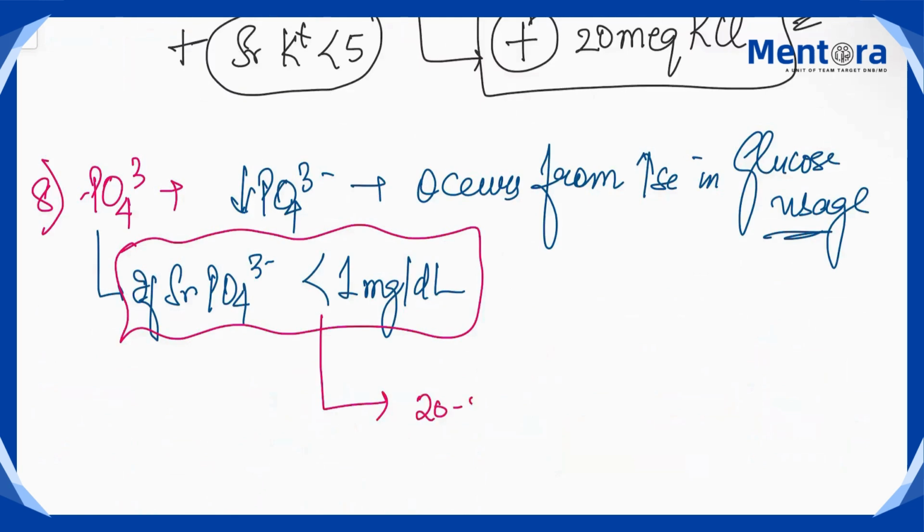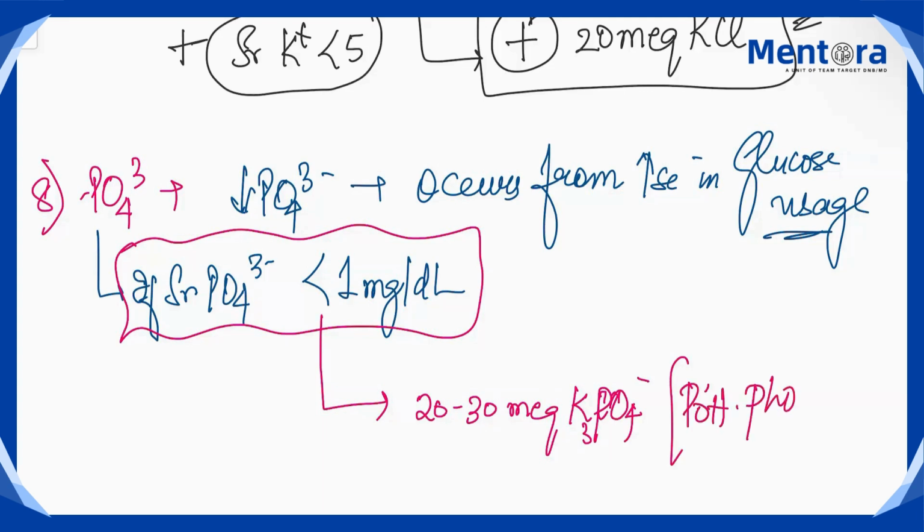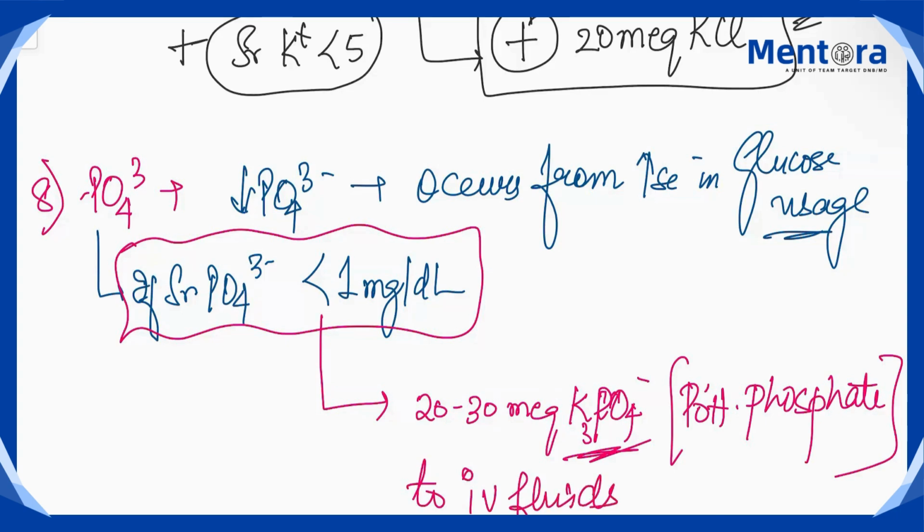You will give 20 to 30 milliequivalent of potassium phosphate. I don't know if my chemistry is good or not. So it is 20-30 milliequivalent potassium phosphate. You will add this in your IV fluids. And along with this, you will also do serum calcium monitoring.